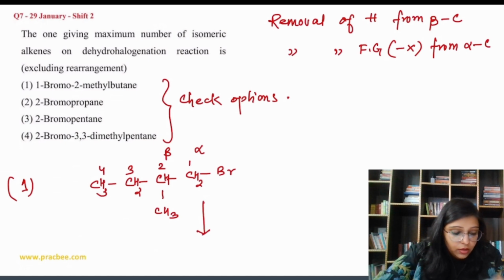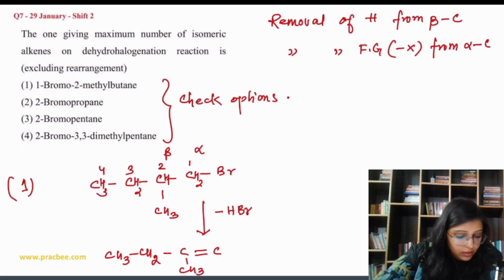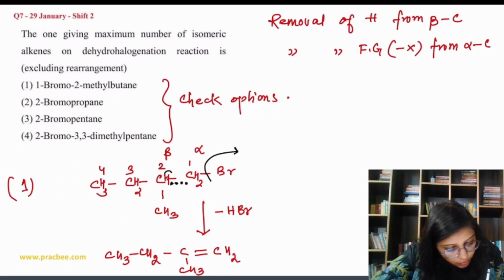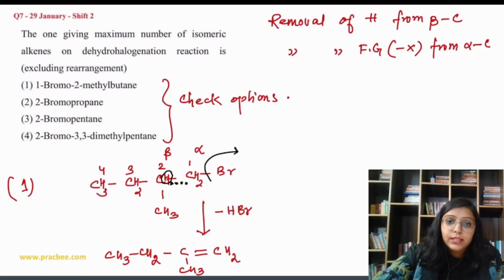Dehydrohalogenation means we have to remove HBr. So we get CH3CH2C(CH3)=CH2. So we get this alkene. We form the double bond between carbon number 1 and carbon number 2. Br is removed and we have to remove this hydrogen. Okay, is it clear? So we get only one product because we have one beta hydrogen.